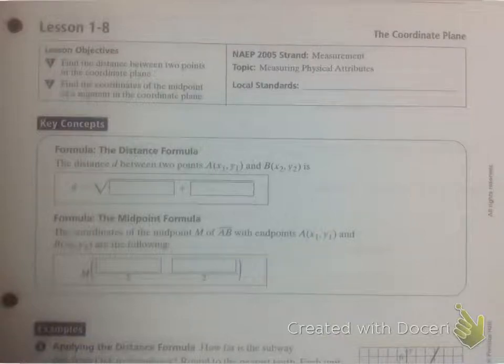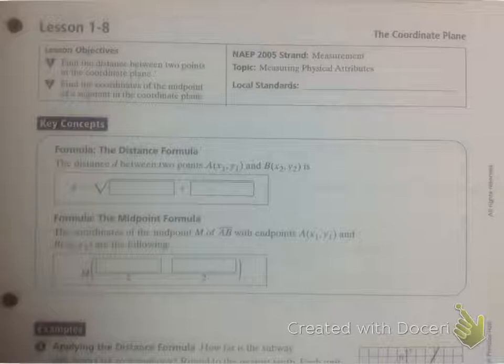Welcome to Lesson 1-8. The objectives of this lesson are to find the distance between 2 points, and then we're also going to learn how to find the midpoint of a segment, the middle of a segment. To find the distance, we're going to use the distance formula.